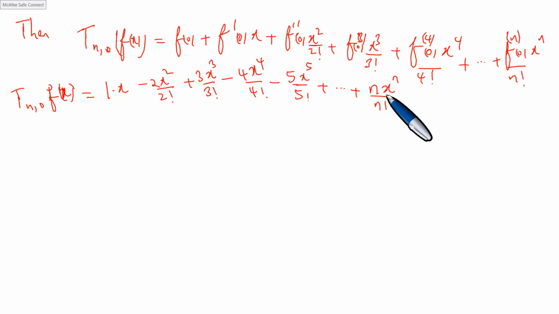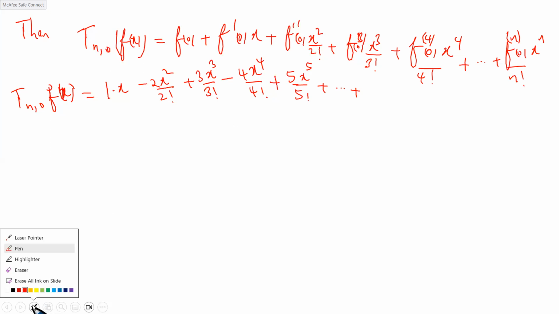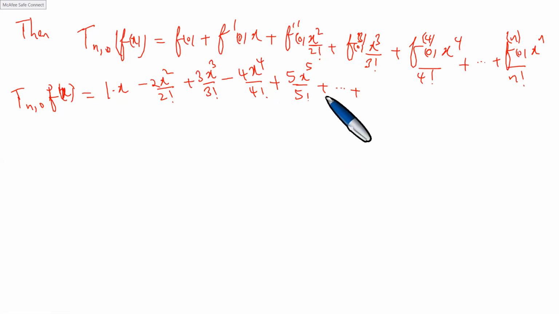But not only that, because the signs alternate, we need to take care of that. When it's odd, it's positive. When it's even, it's negative. So when it's odd, then it's plus, and then plus, make this negative. Then we have one more.